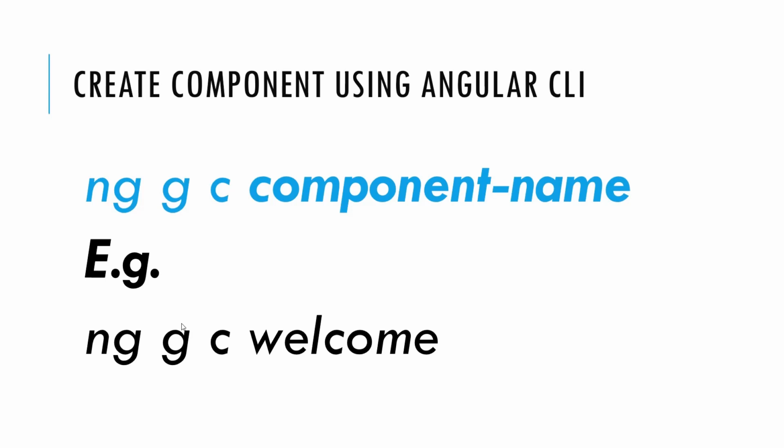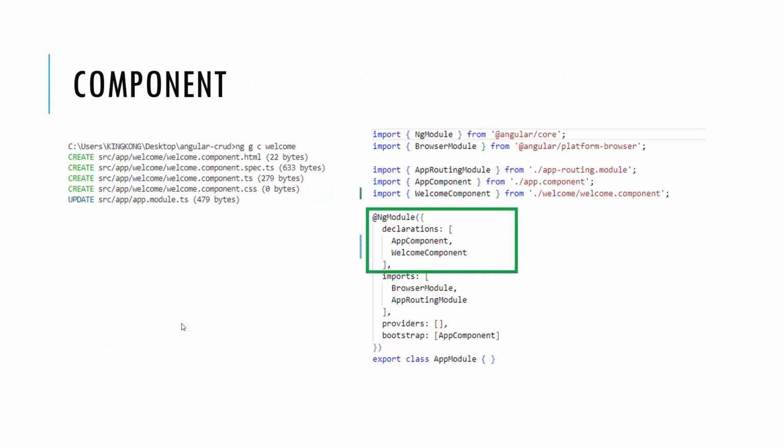Once you hit this command, you will see four files automatically generated: welcome.component.html, welcome.component.spec.ts, welcome.component.ts, and welcome.component.css. Now welcome.component.html is your UI part. It consists of all the HTML that you want to render. Next, spec.ts is the file used for unit testing. Next is the welcome.component.ts file, which consists of your whole logic, and component.css will contain your style sheet.